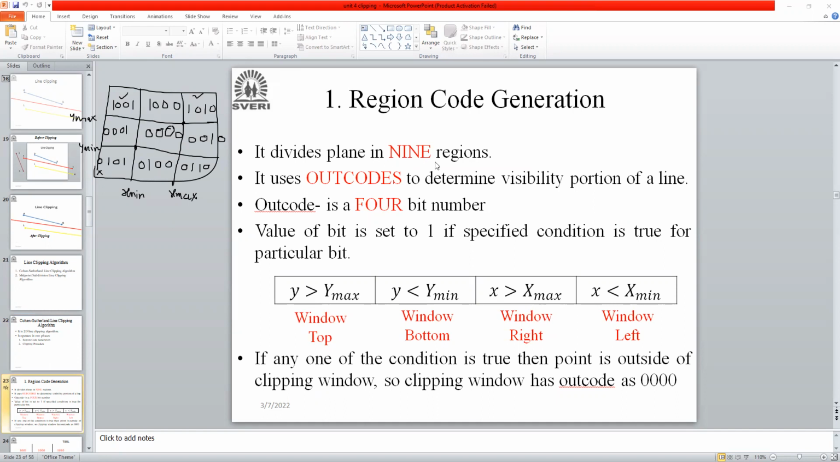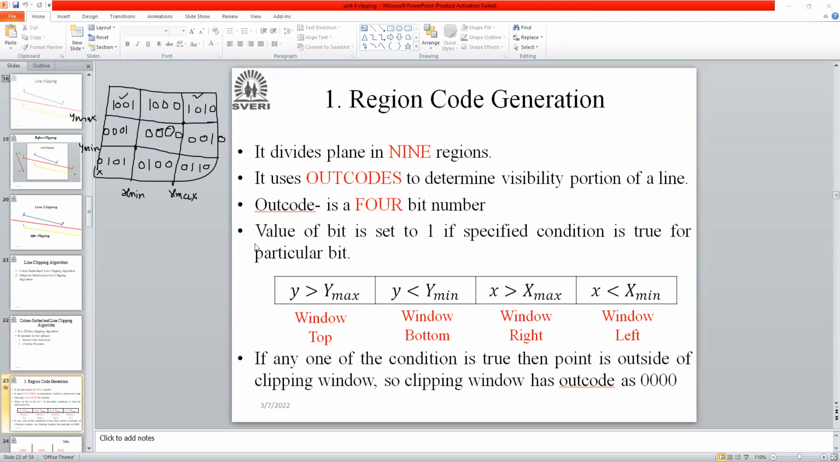It divides the plane in 9 regions. So these are the 9 regions the plane is divided into. It uses the outcodes to determine the visibility portion of a line. So these are the outcodes, which is a 4-bit binary number. And using these outcodes, we are going to check whether the line portion is visible or not. Then the outcode is a 4-bit number.